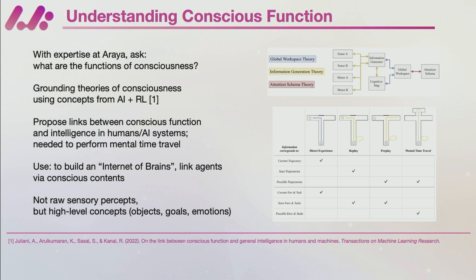Information generation theory, which was proposed at ARAYA, is the idea that the consciousness contents are not just received passively from the world, but are really shaped by an internal model that we build. So we build a rich model of the world, and our consciousness contents are highly linked to the fact that we have a model of the world, and that's what we're working with.